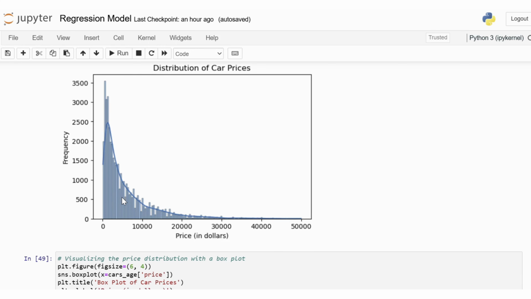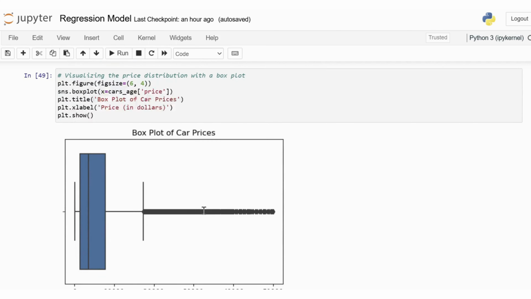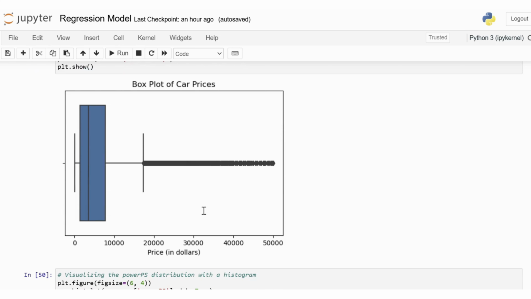Next, let's create a box plot of price to examine the spread and identify any outliers. So in this plot, the box shows that the interquartile range for car prices is between around $0 and $10,000. This means that the middle 50% of the car prices fall within this range. The median price is slightly above $2,500, indicating that half of the cars are priced below this amount.